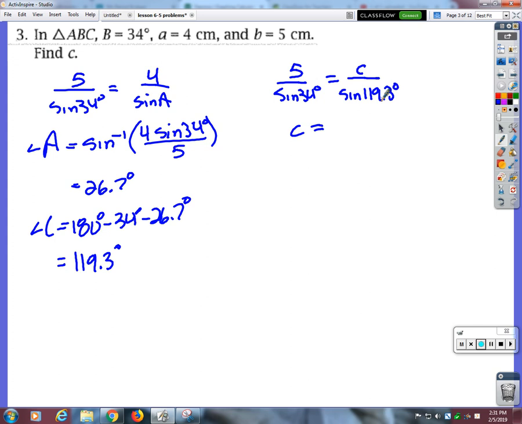You multiply these two together and divide by that. So you go 5 times sine 119.3 divided by sine of 34. And whatever you get from that is what C is.